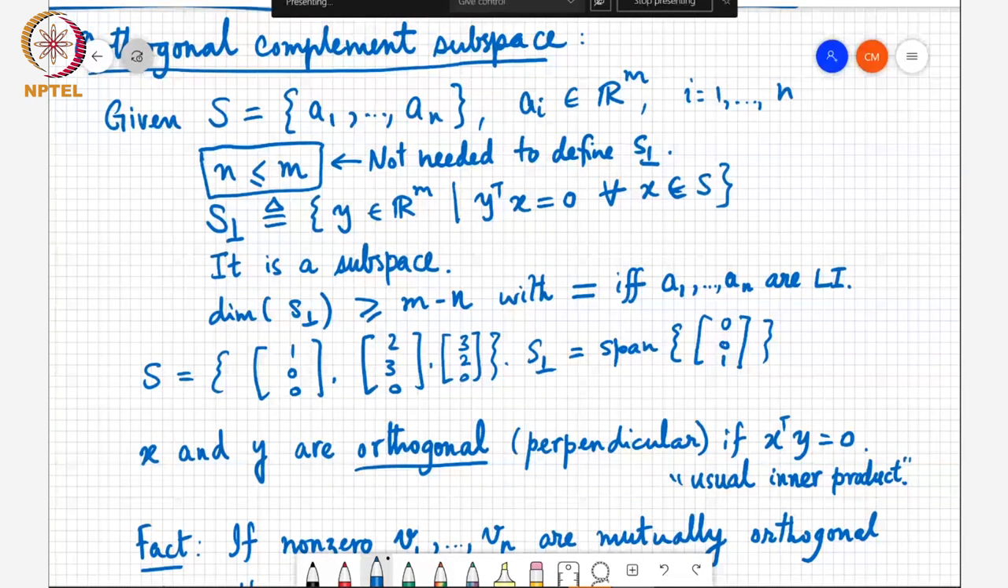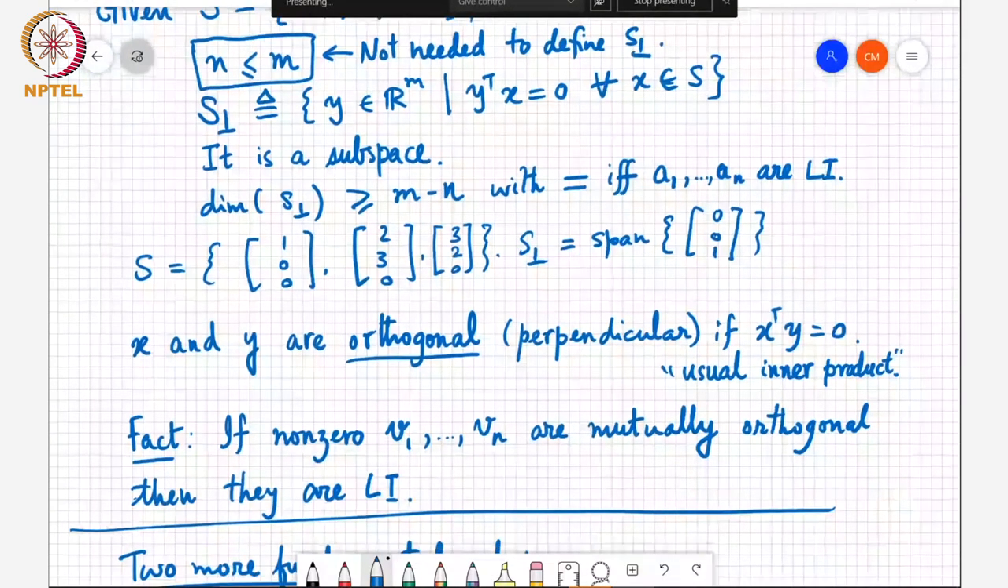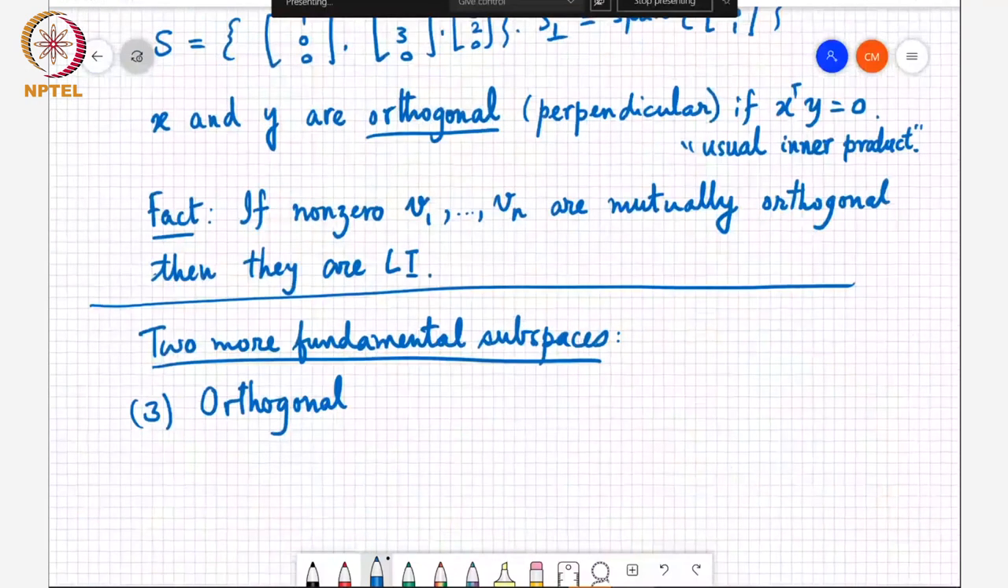One thing you can probably see is that if I take the basis of a subspace and I find the orthogonal complement subspace of it, then any vector in the orthogonal complement subspace is orthogonal to the subspace spanned by that basis. The reason being that any vector in the subspace can be represented as a linear combination of the basis. And any vector in the orthogonal complement subspace is orthogonal to every one of those vectors in the basis. Therefore, it will be orthogonal to any other vector which is spanned by that basis.